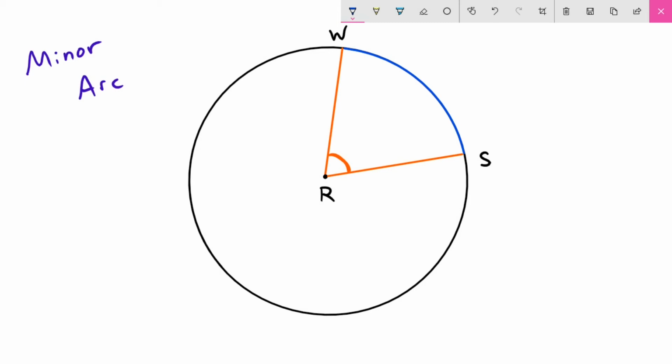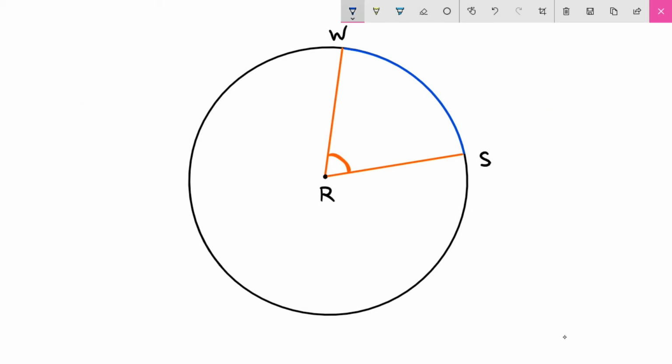And how do we notate this? How do we denote this? We write arc, and then if you wanted to just show it in letter form, it'd be like this. That's the symbol for an arc, a little eyebrow. WS, arc WS. You see, because we're going from W to S.